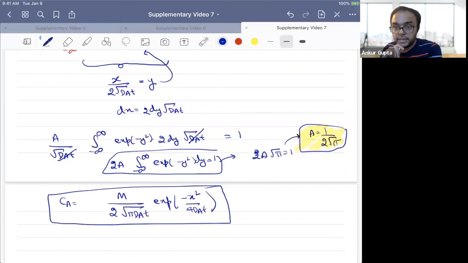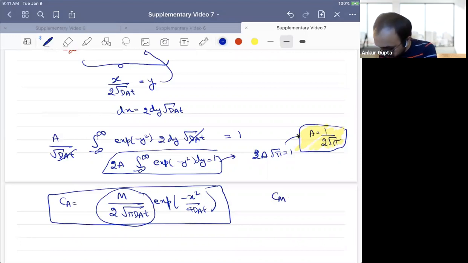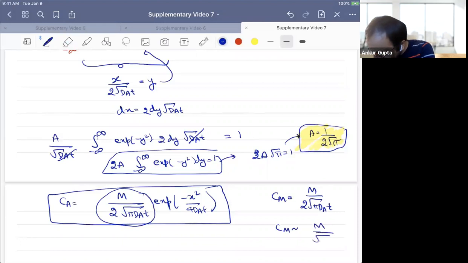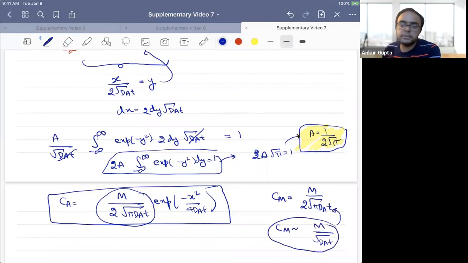And note that when you put x is equal to 0, we get something of m by root dAt, but there is a prefactor of 2 root pi, which we did not have from our scaling analysis. So you see, Cm here comes out to be m by root 2 pi dAt, exactly. But from our scaling analysis, we had gotten m by root dAt. So it wasn't too bad, just that the prefactor was off, and that is something we have been able to find from the exact solution.